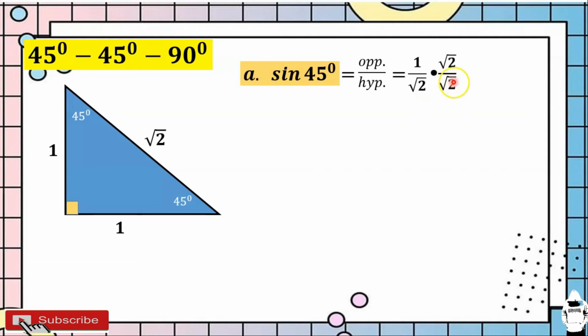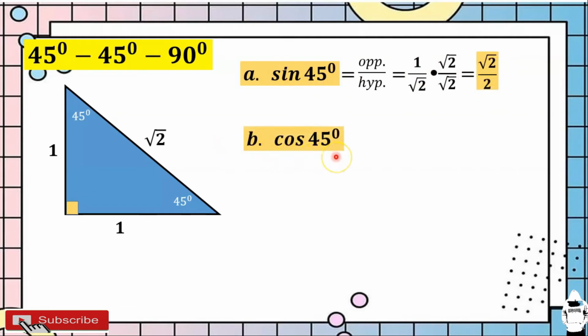So, we are going to multiply this one by square root of 2 over square root of 2 para maging perfect square din po yung ating denominator. So, multiply natin 1 times square root of 2, that is square root of 2. And then, square root of 2 times square root of 2, that is square root of 4. And 4 is a perfect square. So, ang sagot po natin dun ay 2. So, sine 45 degrees is equal to square root of 2 over 2.